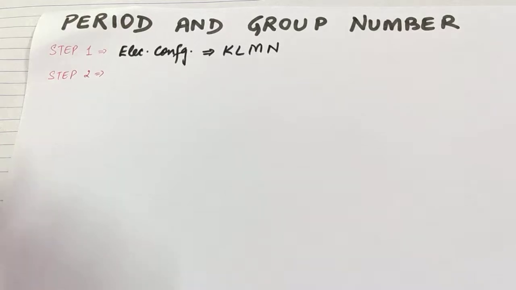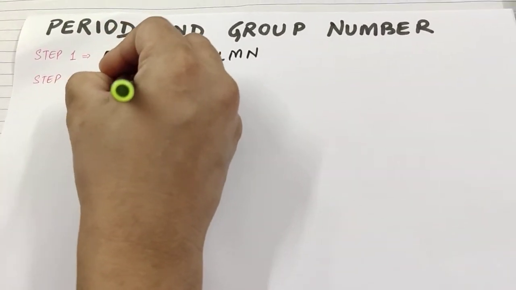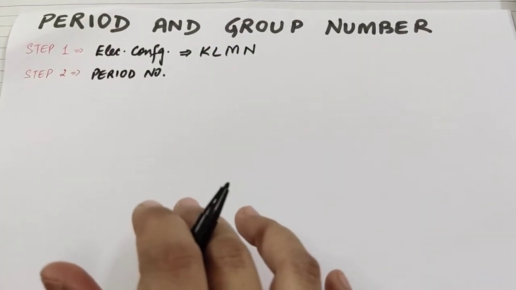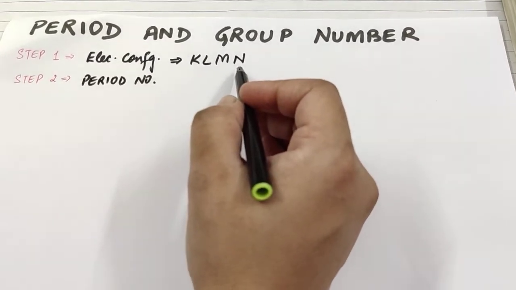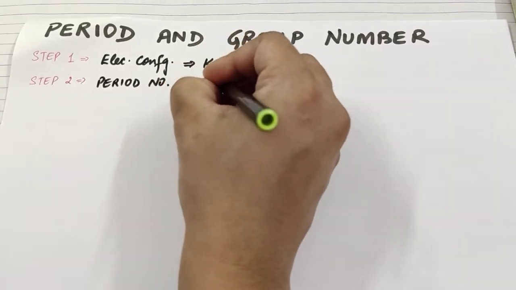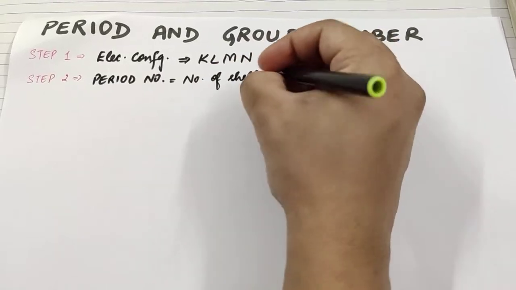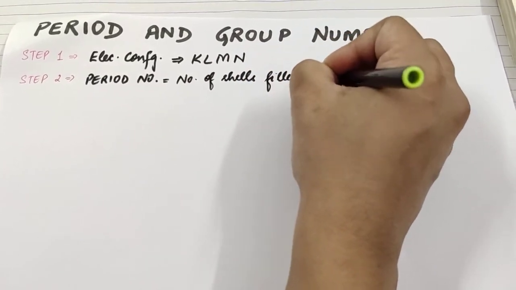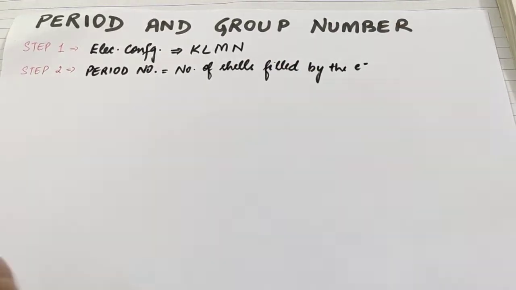Step 2 will help you find out the period number. Now once you have written the electronic configuration in KLMN concept, then the period number is equal to the number of shells filled by the electrons. Let's take up one example to understand this.